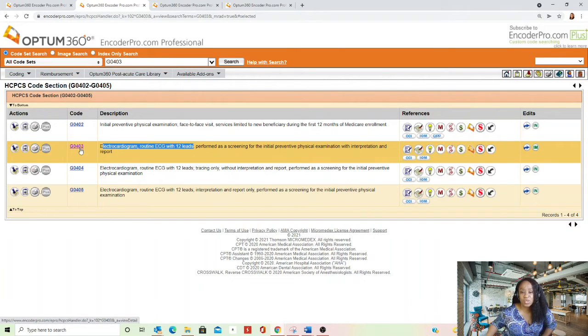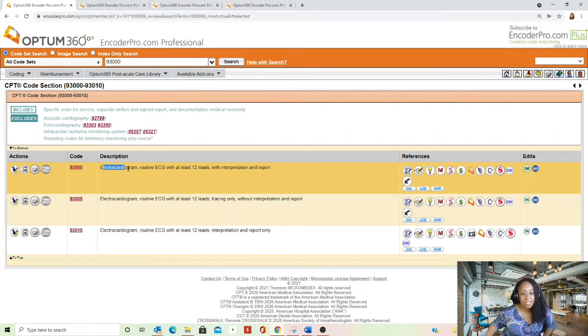So on the professional claim, depending on who I am reporting the service to and what kind of service it is, for an EKG that's part of an initial preventative physical examination, I may need to report that with G0403 and not 93000. From a documentation standpoint, keep in mind your documentation won't look any different, because the documentation should reflect an EKG routine 12-lead. They both indicate the interpretation and report for a 12-lead EKG.